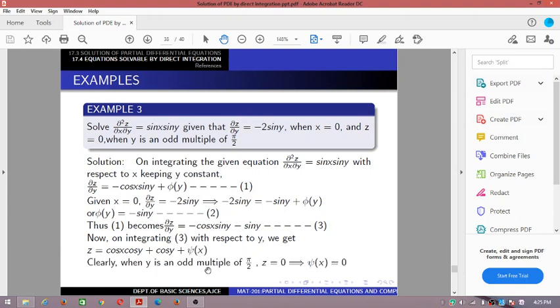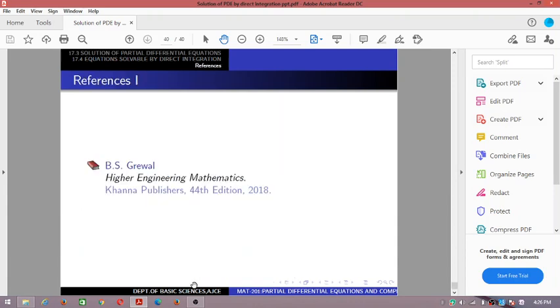Now when y is an odd multiple of π/2, we can observe that z = 0 because cos π/2 = 0. 0 into any value is going to be 0, which indicates that ψ(x) = 0. Therefore the final solution is z = (1 + cos x) cos y. That is the required solution of the problem.